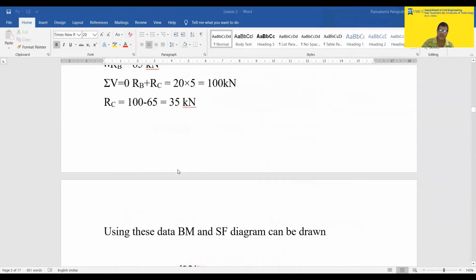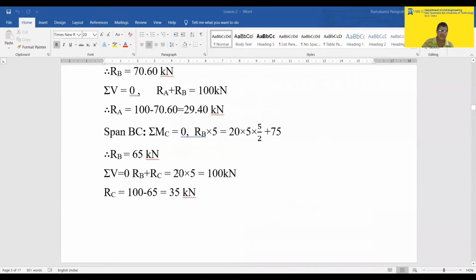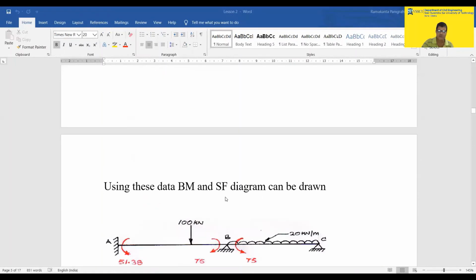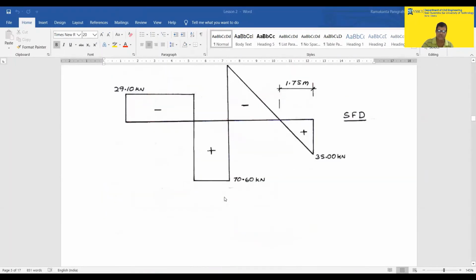We have already found RA and RB. RA is 29.4, then RB is 70.6, then again RB is 65. So it will come to 60 here, 70.6, then 65. Then this value is 35. Just join the line because there is a UDL.